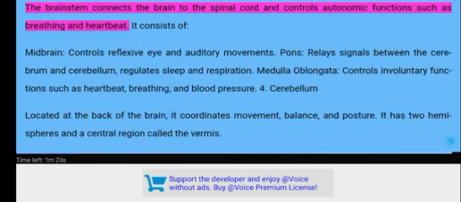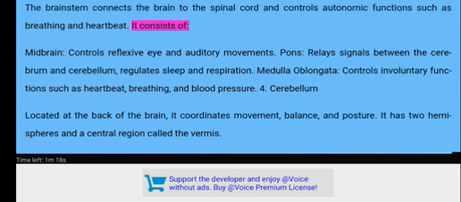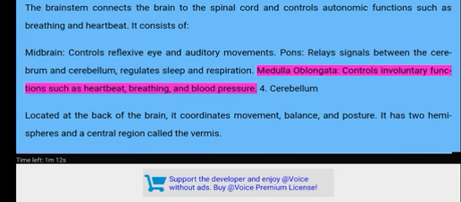3. Brainstem. The brainstem connects the brain to the spinal cord and controls autonomic functions such as breathing and heartbeat. It consists of the midbrain, controls reflexive eye and auditory movements. Pons, relays signals between the cerebrum and cerebellum, regulates sleep and respiration. Medulla oblongata, controls involuntary functions such as heartbeat, breathing, and blood pressure.